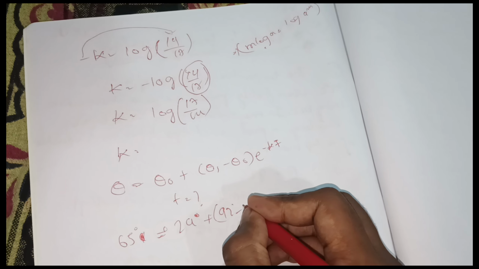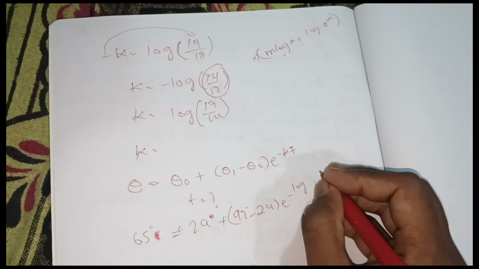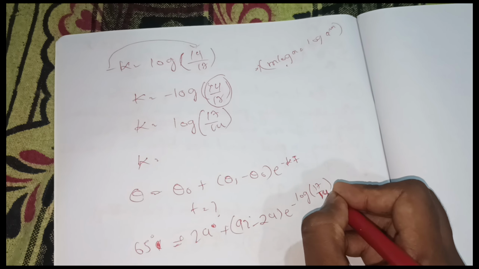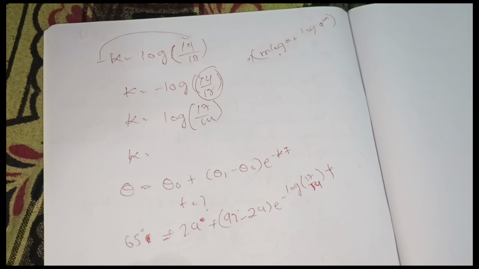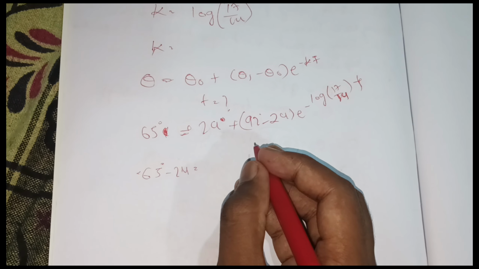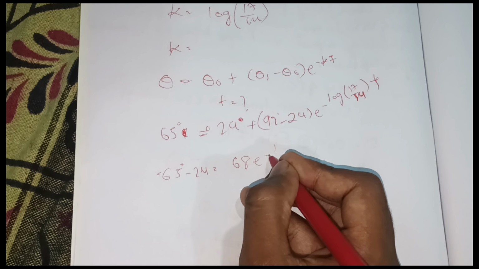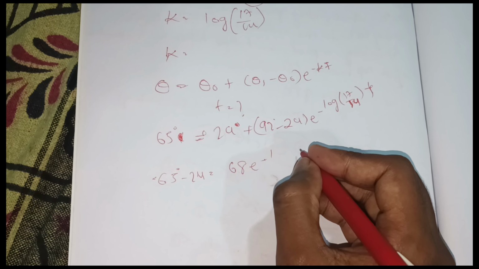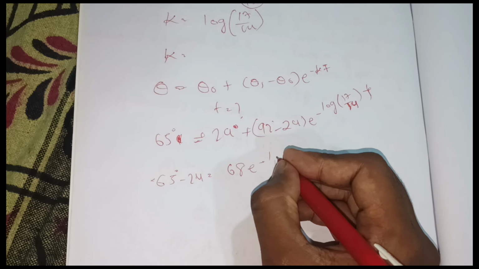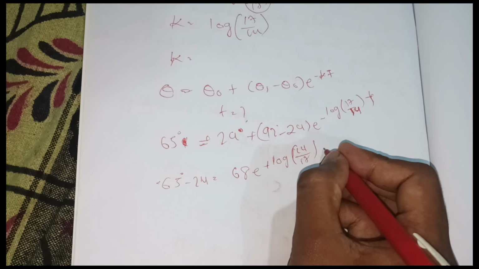92 minus theta naught 24, into e power minus k, where k is log 17 by 14, times t. So 65 minus 24 equals 92 minus 24, which we just calculated as 68, times e power minus log. This minus will be sent to the other side, so it becomes the inverse: log 14 by 17, again into t.